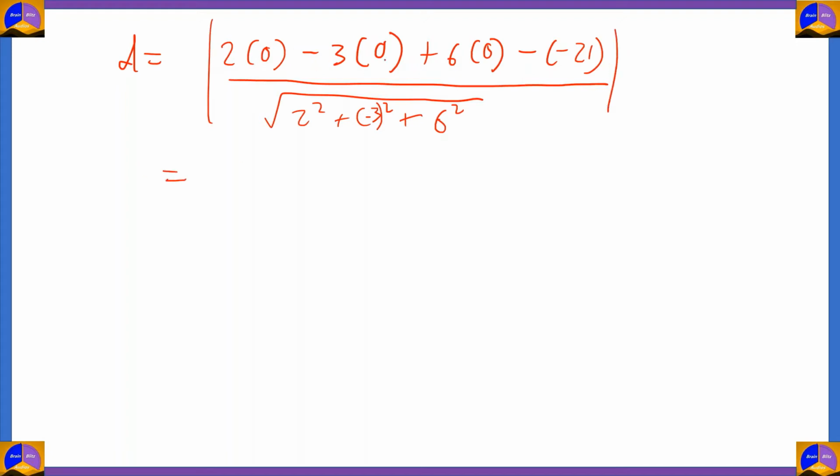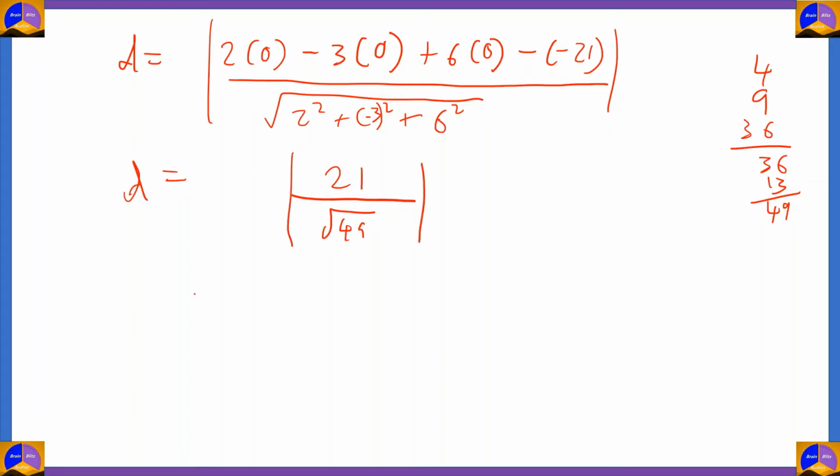So all of these will be 0, and minus of minus 21 will give you 21, divided by 2 square is 4, minus 3 square is 9, 6 square is 36, so that is 4 plus 9 plus 36, which will be equal to 49. So the distance will be equal to the modulus of 21 divided by root 49. So it'll be equal to 21 divided by 7, and 7 goes into 21 3 times. So the distance d is equal to 3 units.